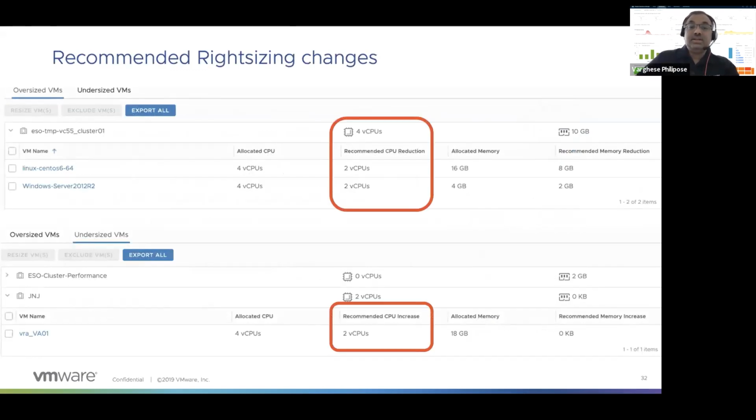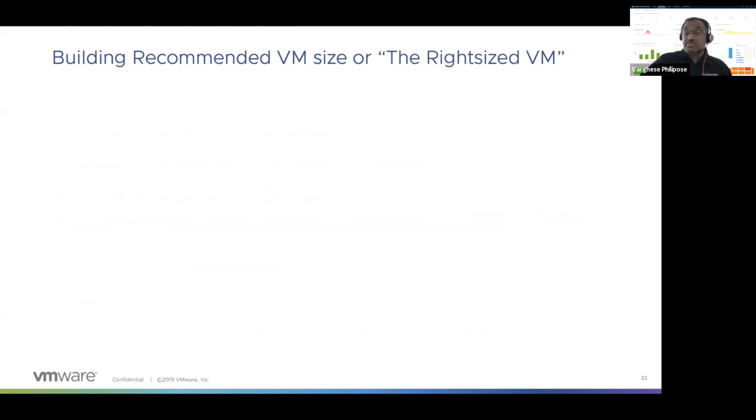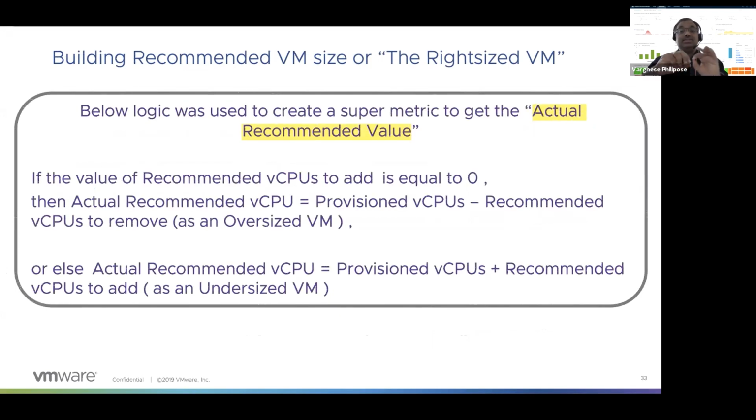On the oversized VM, we get to see recommended CPU reduction. And then for the undersized VM, we see recommended CPU increase. So this is good. But then for the specific ask, they wanted to see that. So how do you achieve that? This is possible, but it needs a longer supermetric, a longer expression to be written.